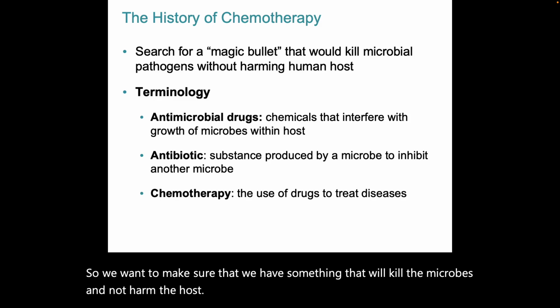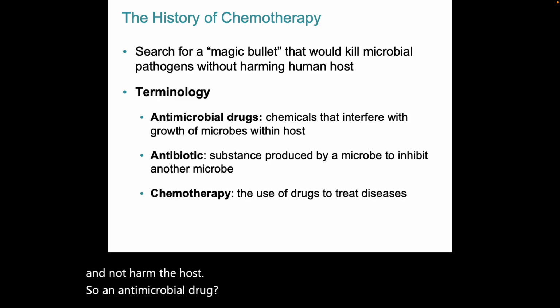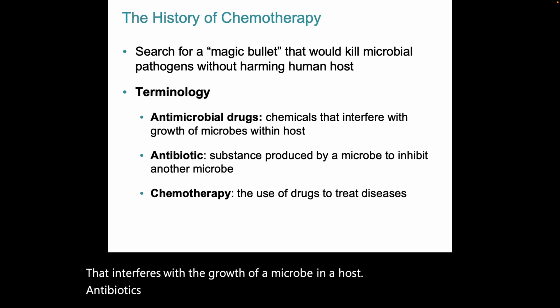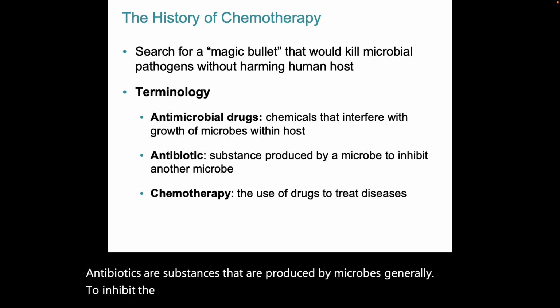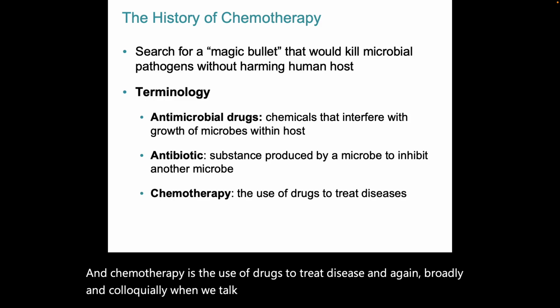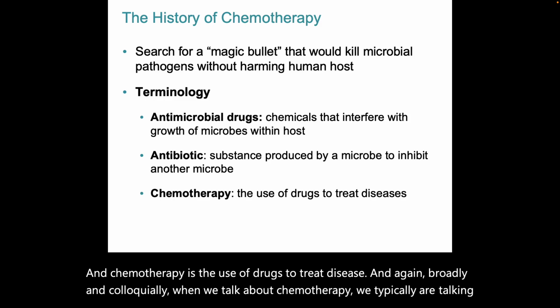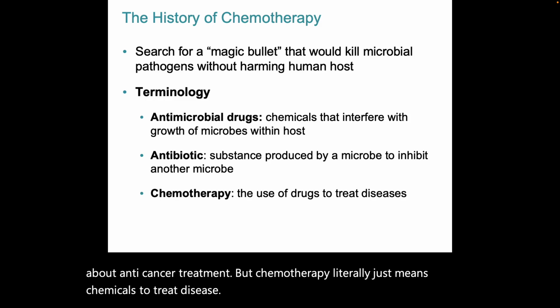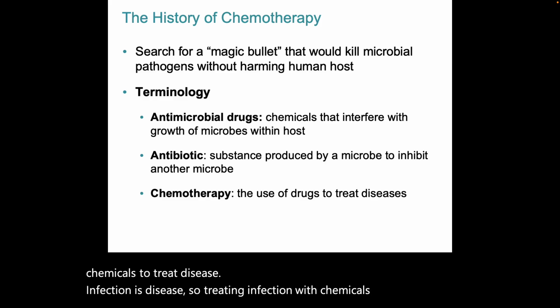An antimicrobial drug is a chemical that interferes with the growth of a microbe in a host. Antibiotics are substances that are produced by microbes, generally, to inhibit the growth of another microbe. And chemotherapy is the use of drugs to treat disease. Broadly and colloquially, when we talk about chemotherapy, we typically mean anti-cancer treatment, but chemotherapy literally just means chemicals to treat disease. Infection is disease. So treating infection with chemicals is chemotherapy.